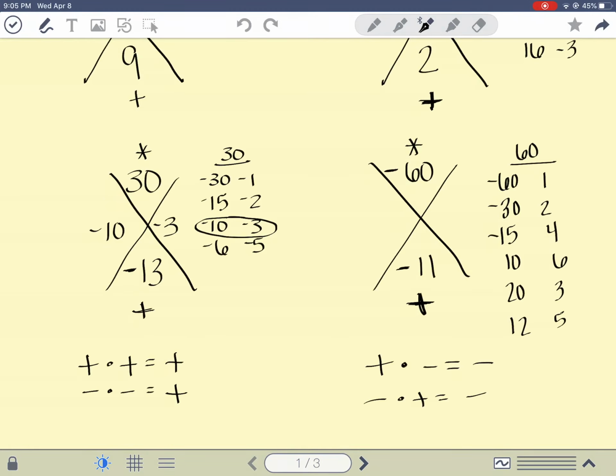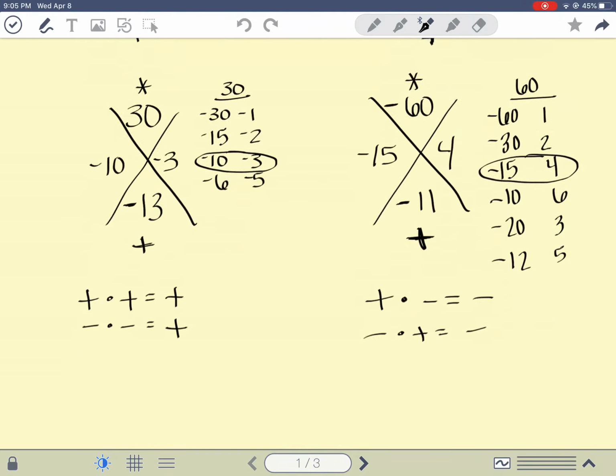Well, when I'm adding them together, I get a negative number. So that means my bigger numbers are going to be negative. So which of those pairs, when we add them together, do we get a negative 11? And that's going to be our negative 15 and 4.